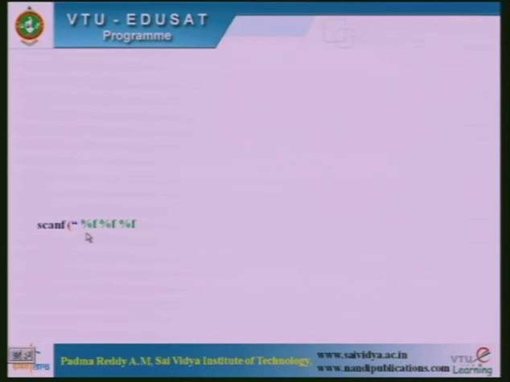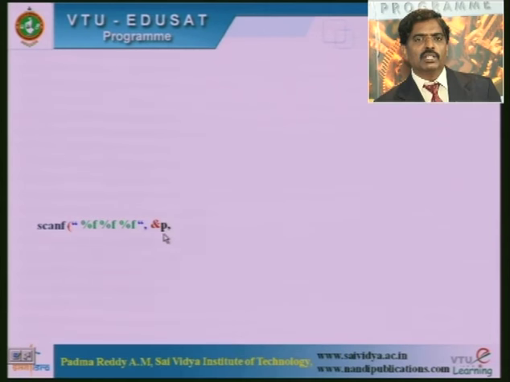So I write percentage f, percentage f, percentage f, close double quote, comma, ampersand P, ampersand T and ampersand R. End with semicolon. Here ampersand represents address. P stands for principal amount, T stands for time, R stands for rate of interest. Normally before scanf what we use? Printf. I write printf, enter principal amount, time and rate of interest.